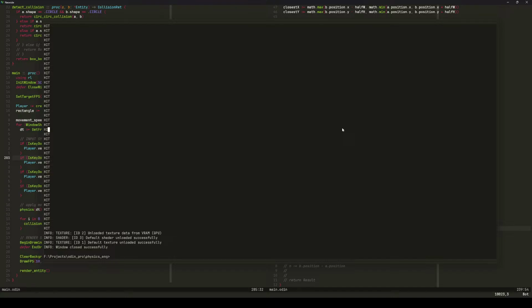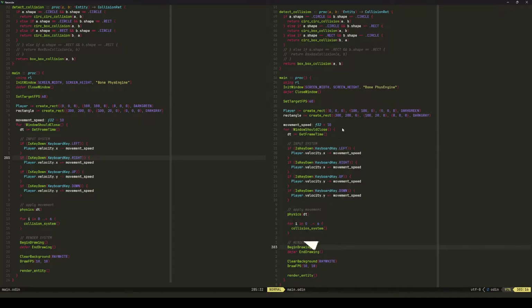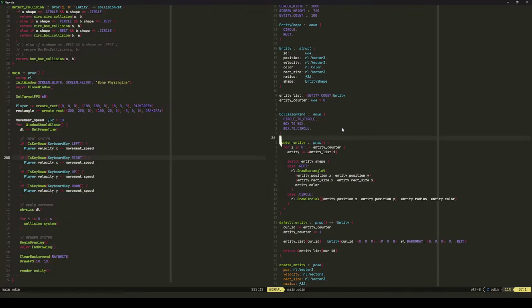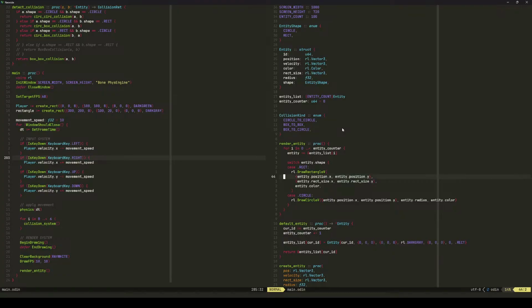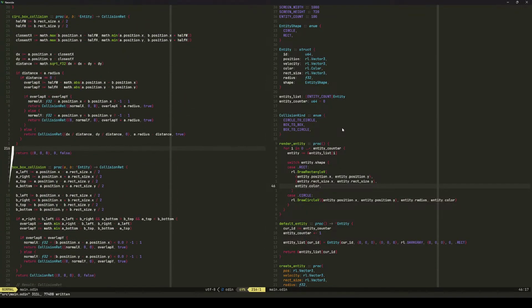Why though? Why is the height like this? Rendering correct. Render entity, right? What are you doing? Position, rect, size, rect. Position, size, yeah. Then velocity. Probably collision is doing something wrong again.